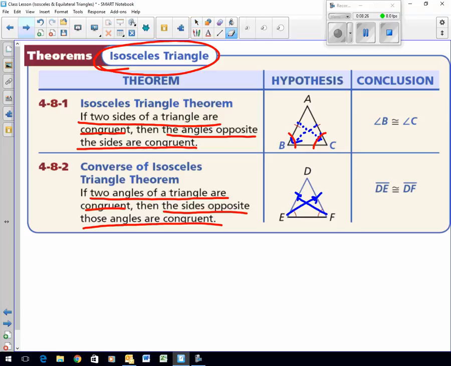Now, having said all that, check this out. I know that DE is congruent to DF. I know that angle B is congruent to angle C in this diagram. Talk real quickly about that vocab we just wrote down the slide before. What is the vertex angle going to be in this triangle?